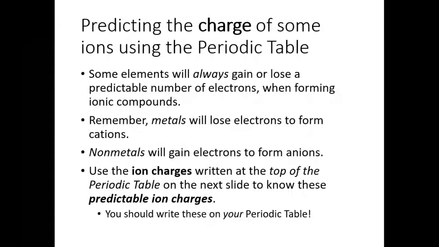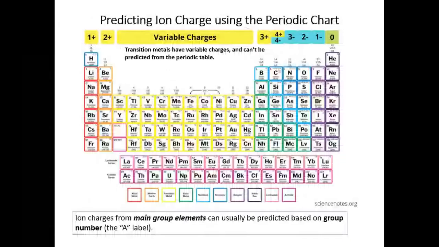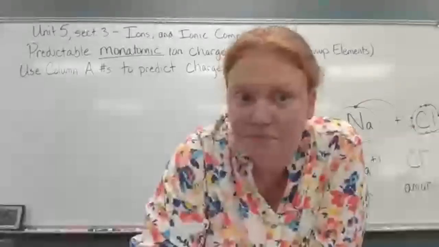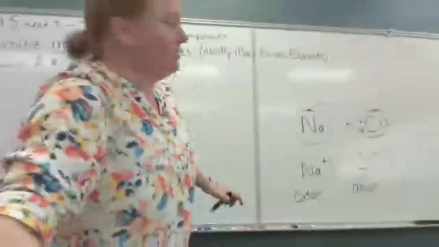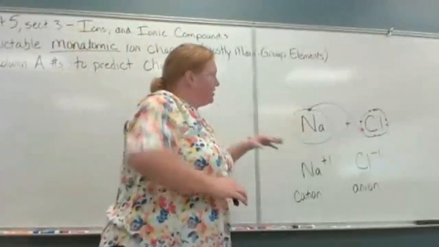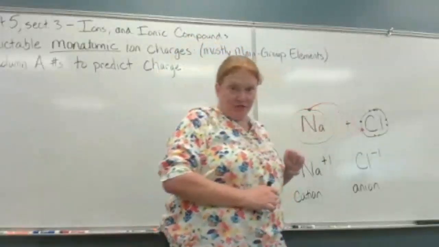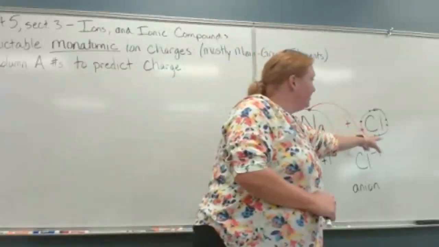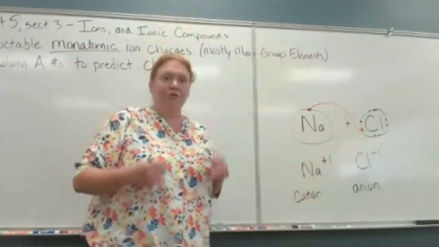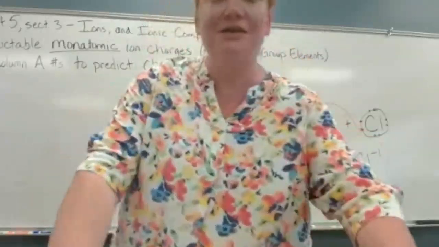So the main thing is, we're going to use our periodic table. We're going to use the column headings on our periodic table to predict what ion charge the element will be. If you recall, I showed an example in a previous video of sodium being willing to give away 1 electron and chlorine being willing to accept 1 electron. How do we predict that?